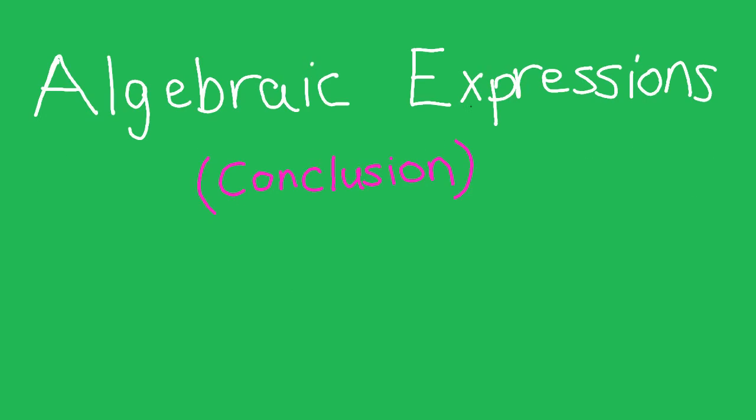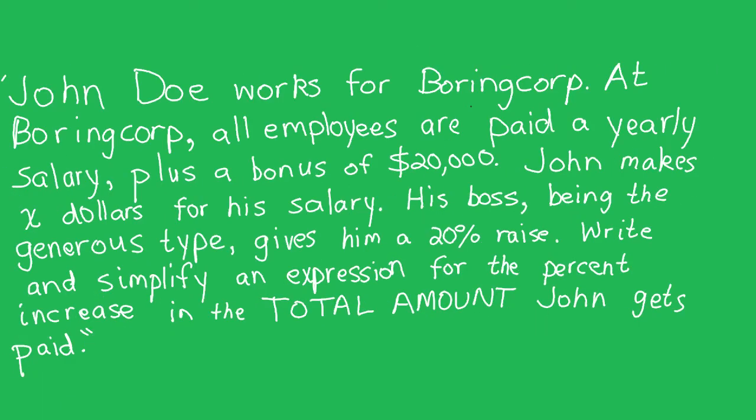So here it goes. The scenario is John Doe works for Boring Corp. It's a company. At Boring Corp, all employees are paid a yearly salary plus a bonus of $20,000. So employees are paid different salaries but all receive the same bonus. John makes X dollars for his salary. His boss, being the generous type, gives him a 20% raise, so his salary increases by 20% but the bonus stays the same. Write and simplify an expression for the percent increase in the total amount John gets paid.